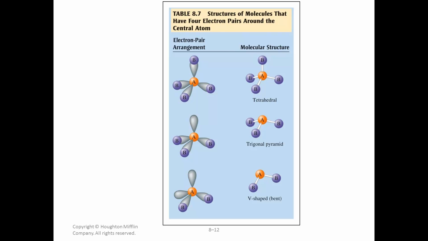Now, when we have a tetrahedral electron arrangement, but lone pair electrons on our molecule, our molecular structure becomes different than the tetrahedral. With 1 lone pair of electrons, we have a trigonal pyramid. With 2 lone pairs of electrons, we have a V-shaped or bent molecular geometry.